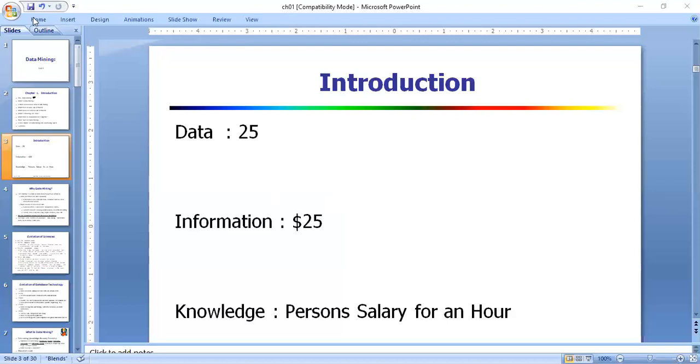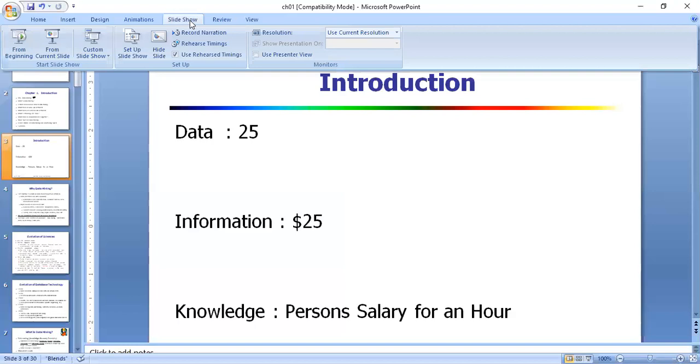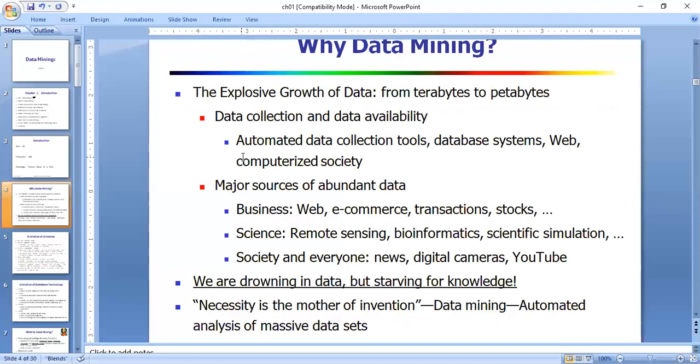Okay, now we'll see the topics one by one. We can see why we are going for data mining. Here, the explosive growth of data from terabytes to petabytes.